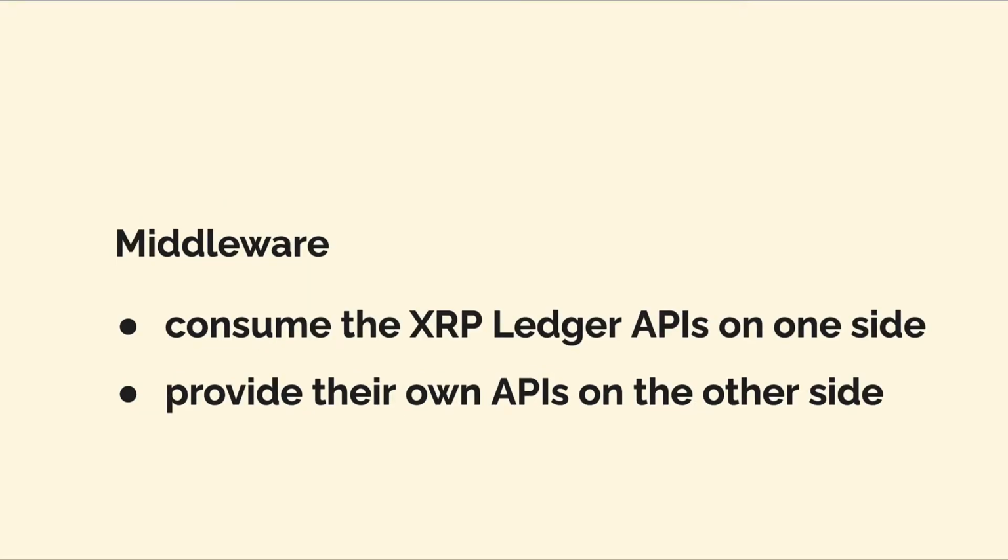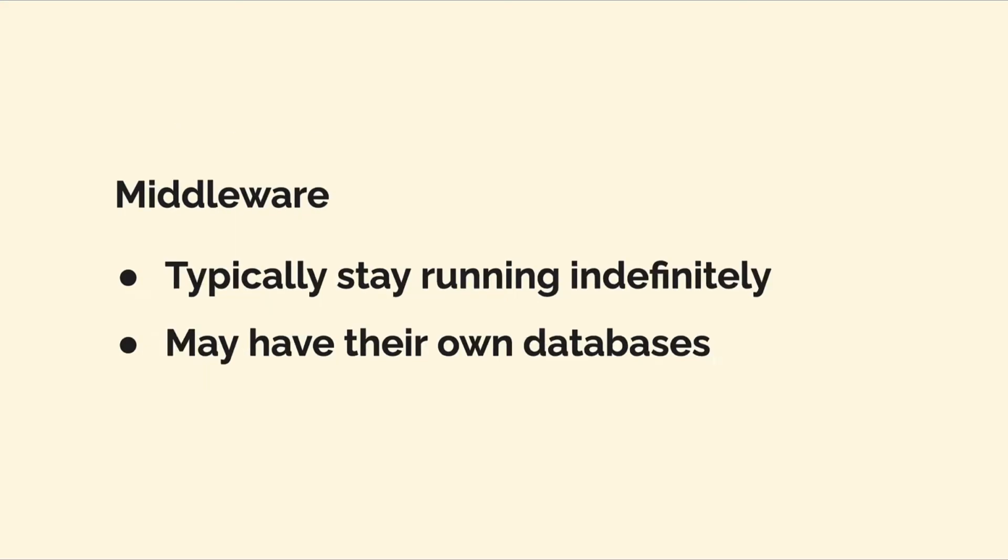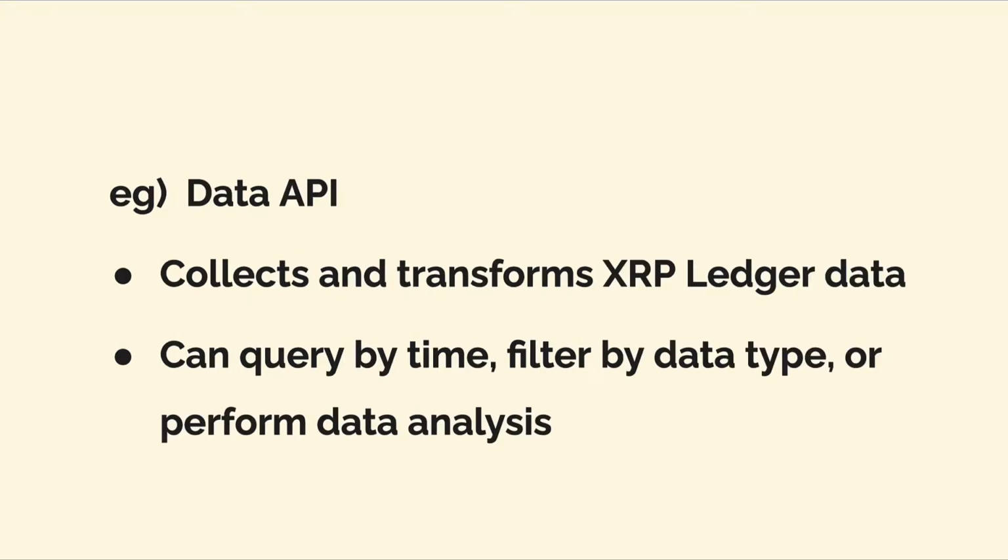languages as well. Another aspect of the Xrp Ledger ecosystem is middleware, where you can consume the Xrp Ledger APIs on one side and provide the middleware's own APIs on the other side. Middleware allows for indirect access to the Xrp Ledger data. Middleware makes it easier to build higher-level applications. Apps that are middleware often have their own data storage and processing. Middleware will typically stay running indefinitely and may have its own database.